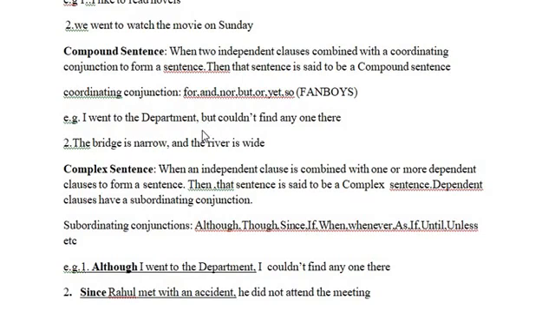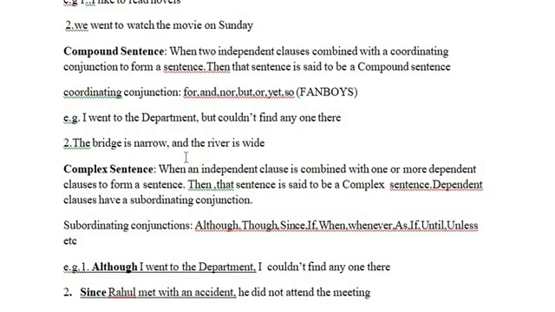Clear? Now coming to the second one. The bridge is narrow is one independent clause. The river is wide is another independent clause. These two clauses are combined by the coordinating conjunction and. So please be aware of when a sentence is a compound sentence. This also is a compound sentence because we can find two independent clauses combined by a coordinating conjunction.